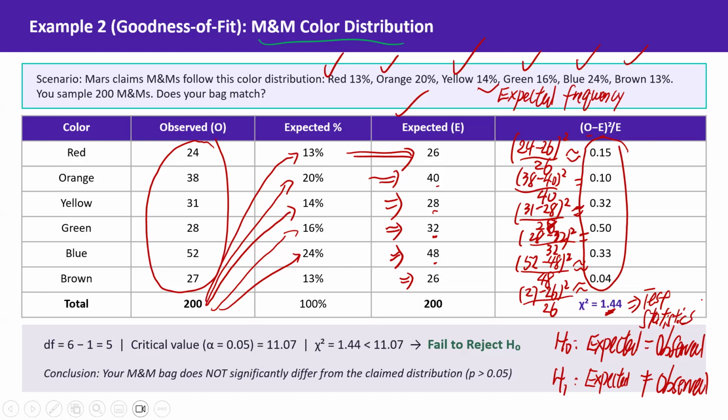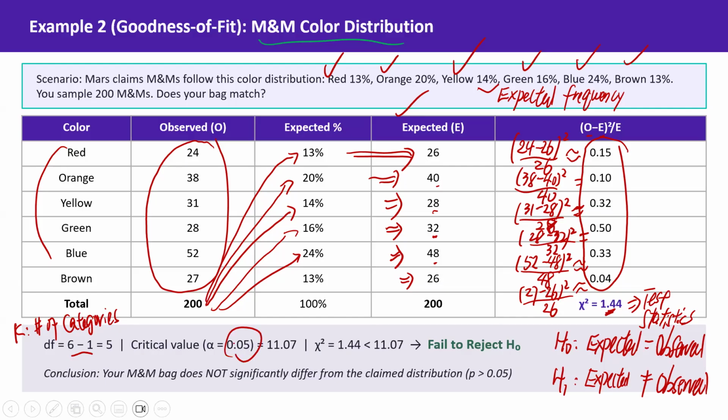Then the degree of freedom is K, meaning the number of categories here, right? K is the number of categories. So here you see there are 6 colors, so you do 6 minus 1, that's 5. And then alpha is 0.05.